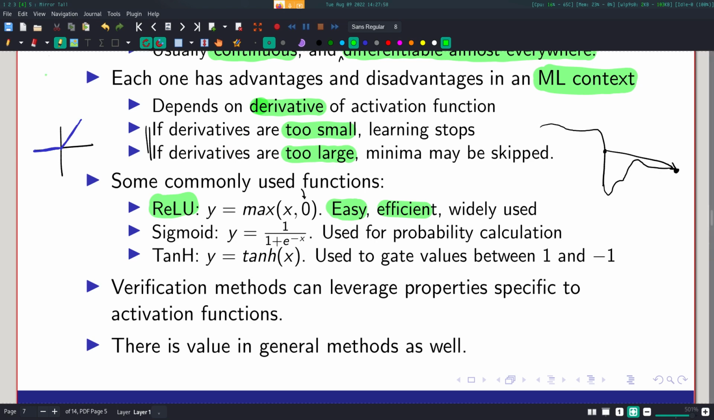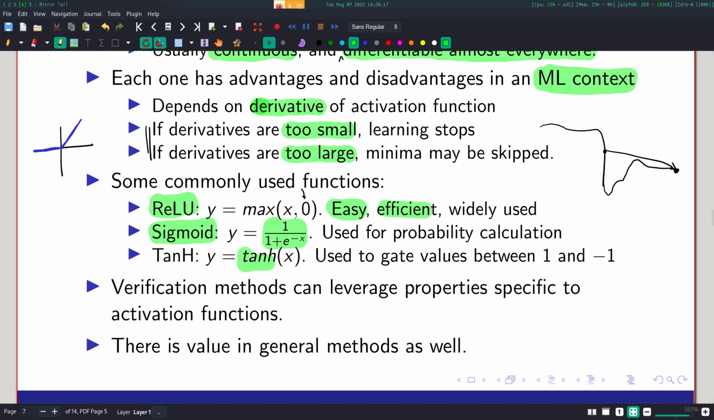Another activation function which we have seen is this sigmoid, right? And this is basically this formula. And if you remember, we had actually used it in a situation where we wanted some probability distribution as the output of the network, right? And in such situations, sigmoids are used very commonly.